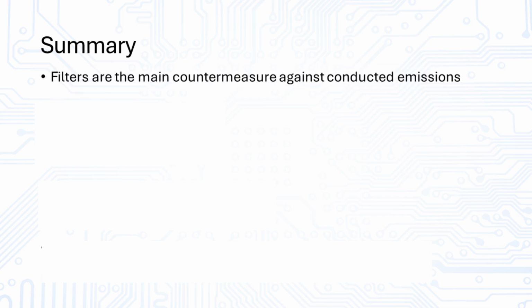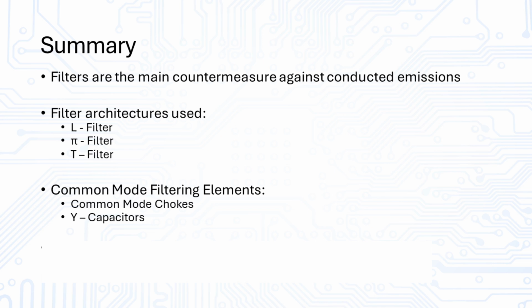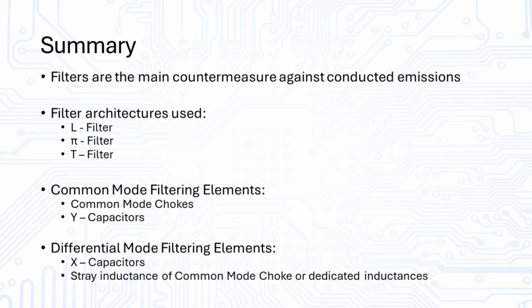Filters are the most common countermeasure against conducted emissions. We use them to filter out unwanted frequencies between a source and a load. In case of conducted emissions, 3 types of low-pass filters are typically used: L, pi, and T filters. When it comes to filtering common mode disturbances, common mode chokes as well as Y capacitors are used. For differential mode signals, we use X capacitors and the parasitic stray inductance of the common mode choke. If there is additional space available, dedicated inductances against differential mode disturbances may be added.